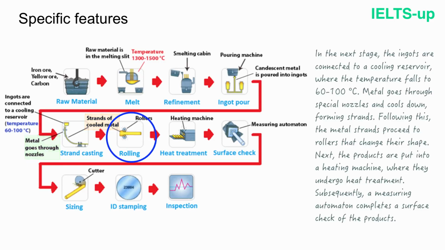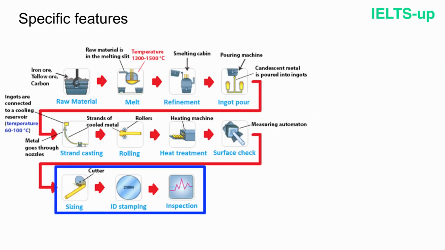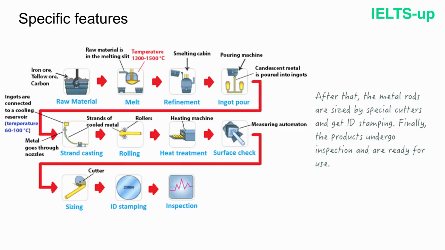Following this, the metal strands proceed to rollers that change their shape. Next, the products are put into a heating machine, where they undergo heat treatment. Subsequently, a measuring automaton completes a surface check of the products. As you see, I describe the stages of the process sequentially, using all the information provided by our diagram. And now, only the last 3 stages are left for our third paragraph. This is how I describe them.